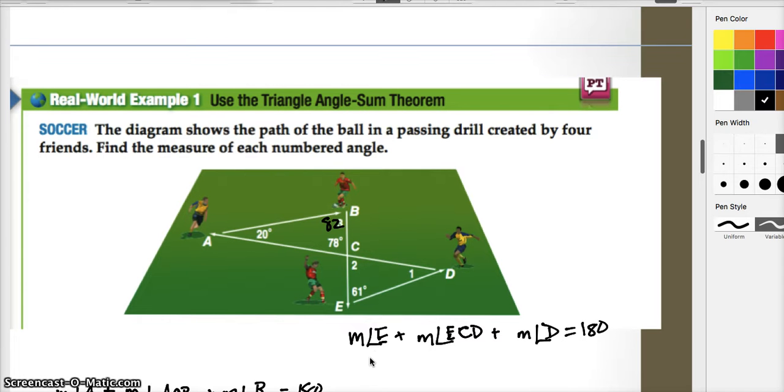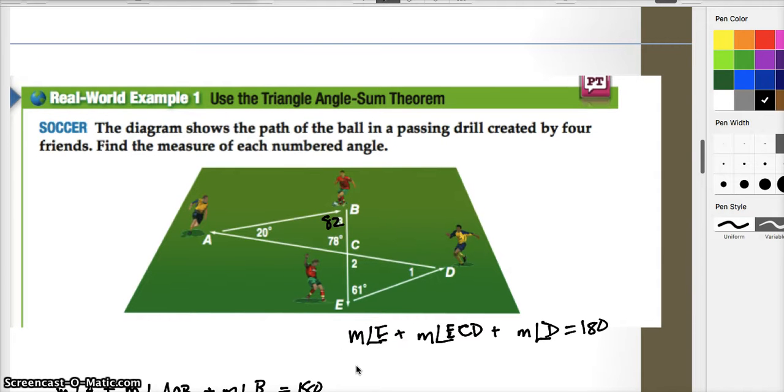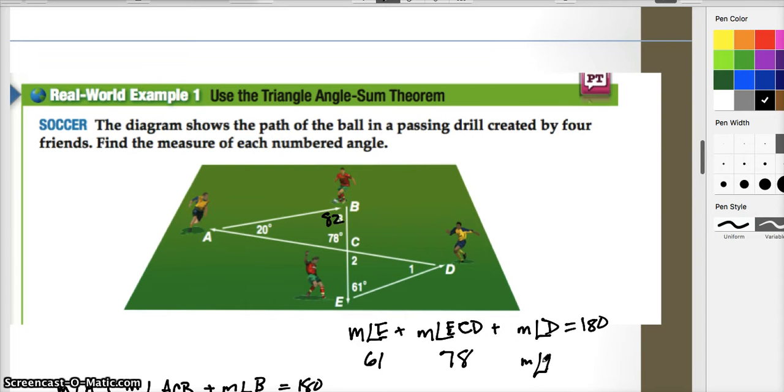Okay, so I'm going to replace things with what we know. So I know that this is 61, right? And from that vertical angle situation that one of you just talked about, I would know that this angle, angle 2, or angle ECD as I'm calling it, is also 78. And therefore I only have to solve for angle D, or the measure of angle 1. And that's not going to be too bad for us, right?